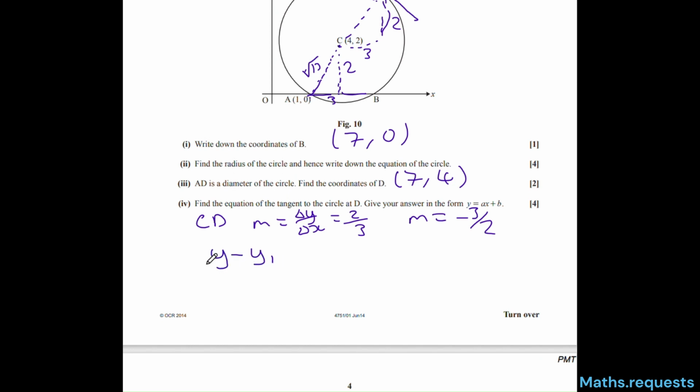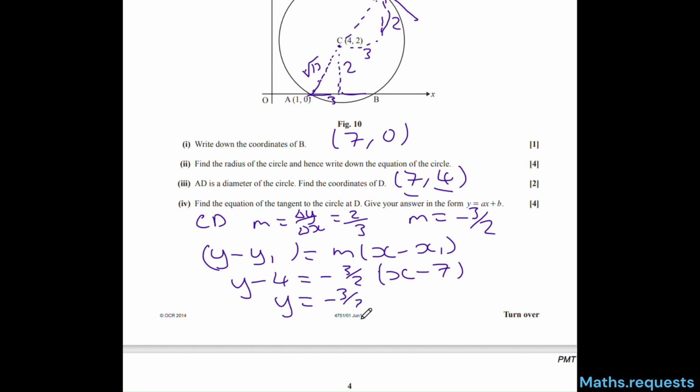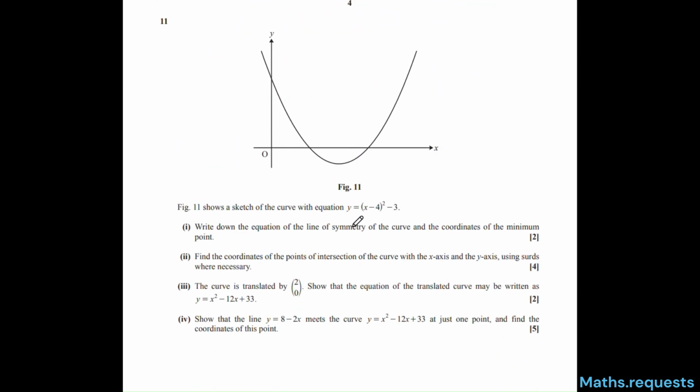And now you just use your equation of the line, which is y minus y1 equals the gradient times (x minus x1). Your y1 is 4 and your x1 is 7. So it's y minus 4 equals minus 3 over 2 times (x minus 7). When you expand and simplify, you get y equals minus 3 over 2 x plus 29 over 2, I believe.